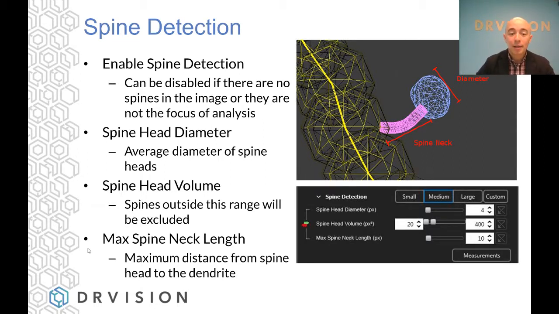The spine head diameter is the average diameter of the spine heads. The spine head volume is again an exclusionary criterion. Because not all spine heads will be perfectly round, you can exclude objects that are too small or objects that are too large. And lastly, we have the spine neck length. This is the maximum distance from the spine head to the dendrite.